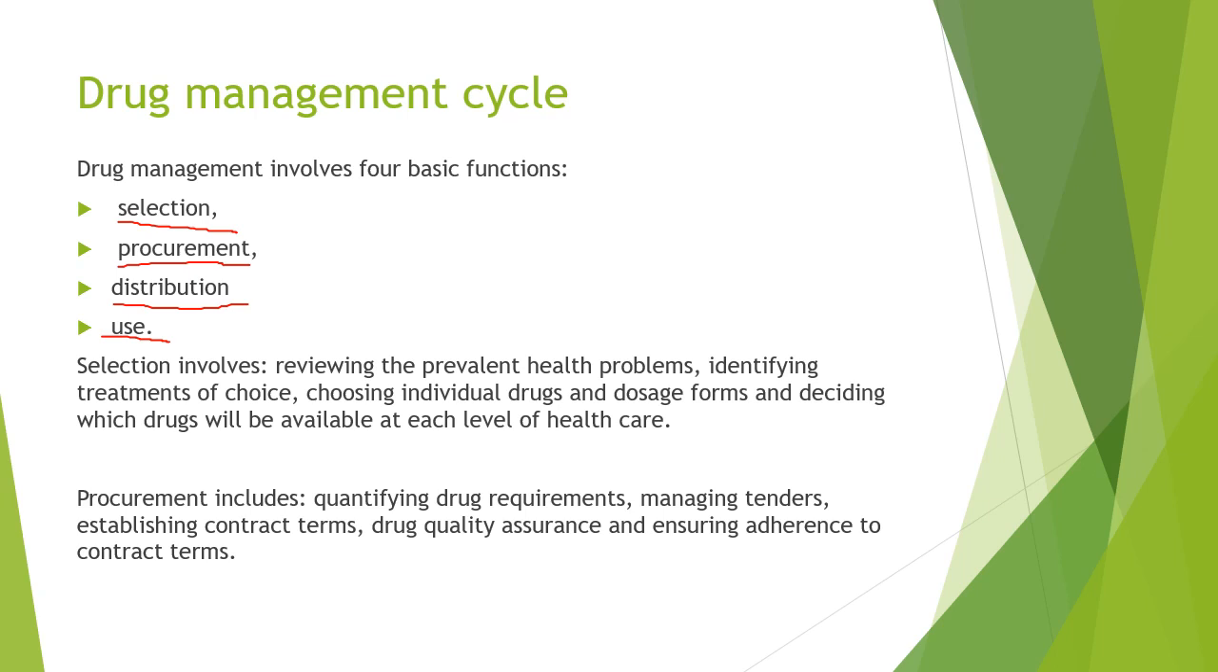Selection involves reviewing the prevalent health problems, identifying treatment of choice, choosing individual drugs and dosage forms, and deciding which drugs will be available at each level of healthcare. The second one, which is procurement, includes quantifying drug requirements, managing tenders, establishing contract terms, drug quality assurance, and ensuring adherence to the contract terms.